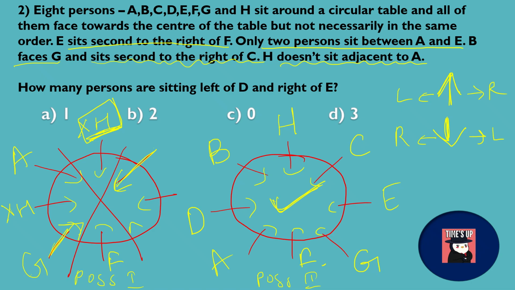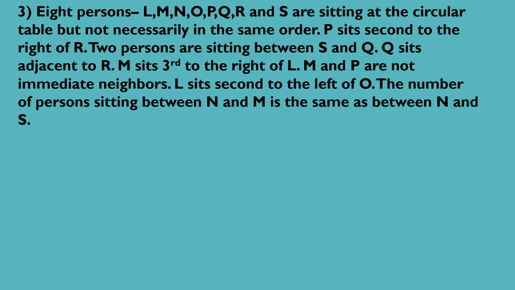How many persons are sitting left of D and right of E? Left of D means I'll go from this side, and right of E they have said, so I'll go from this side. So how many persons are sitting? 1, 2, 3. So the correct answer will be option D, that is 3. I hope you got this. How to solve this. Third question on your screen and your timer starts now.